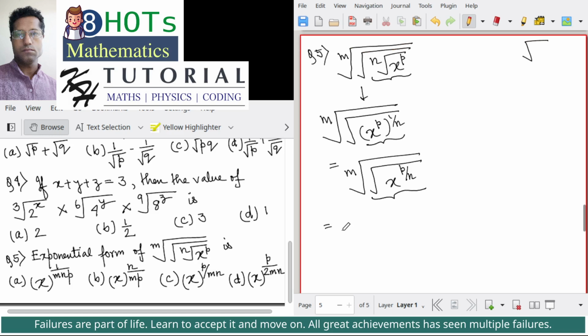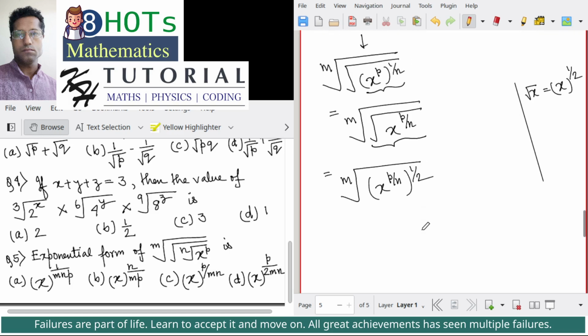So we are working from inside to outside. The mth root of, and the square root means power half. So it will be x to the power p by n, this whole raised to the power half. As we know, the square root of any non-zero rational number x is equal to x to the power half. Now we have the mth root of something inside.